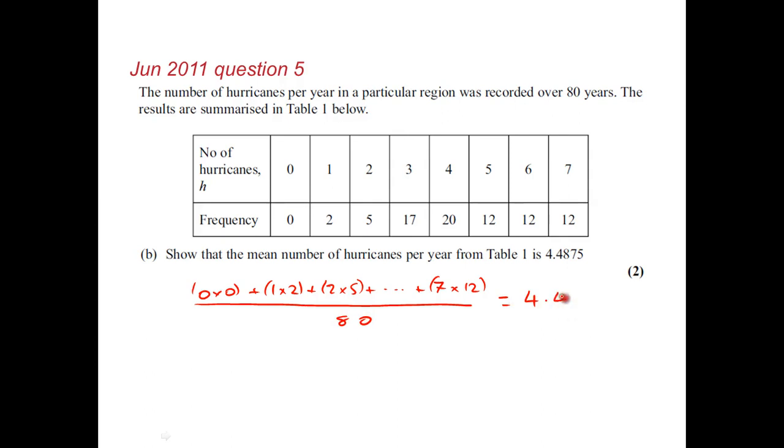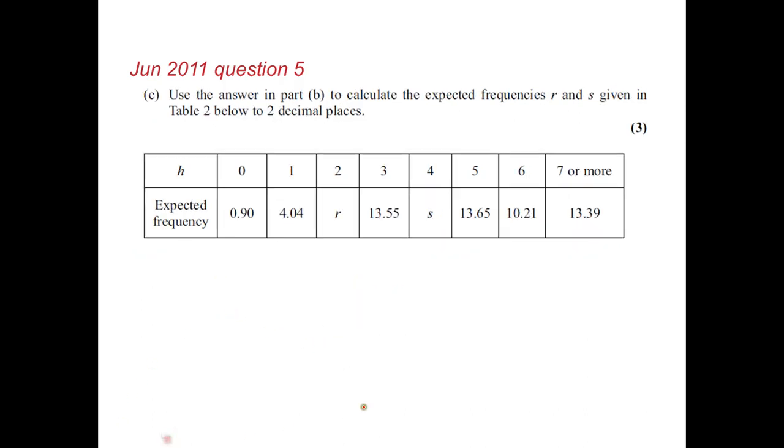So we can then get your 2 marks for doing such. So you get 1 mark for demonstrating method, and accuracy mark for actually getting 4.4875. Okay, so please make sure you're writing sufficient there. Okay, so we're then asked to use the answer in part B. So that was the fact that your Poisson variable is 4.4875 to work out expected frequencies for these.